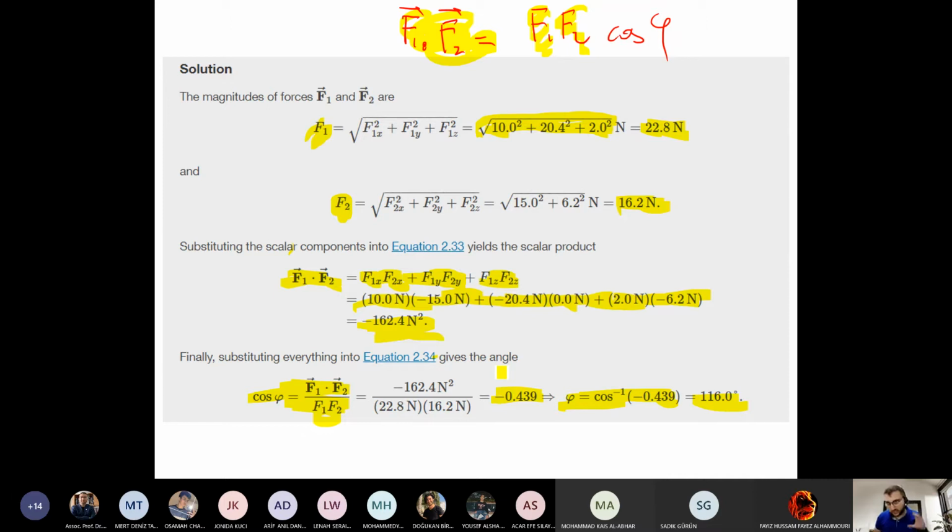Yes, this is a bit different question, but this is a standard. So if you learn this way, I think in the future, if you face it, you can solve it easily.